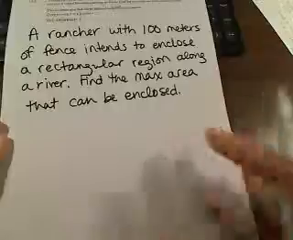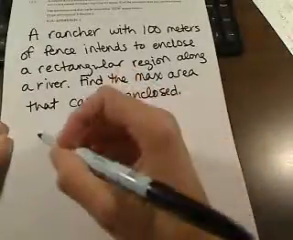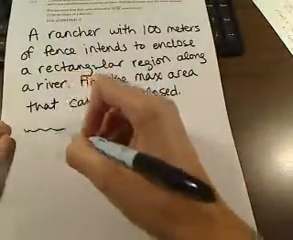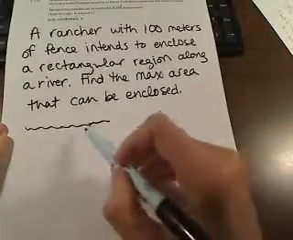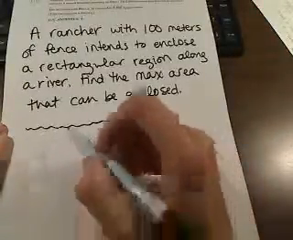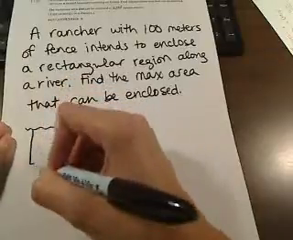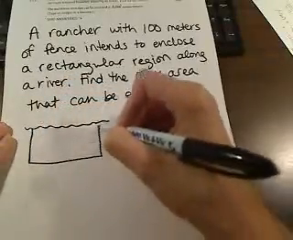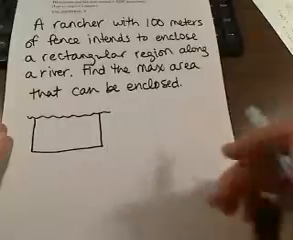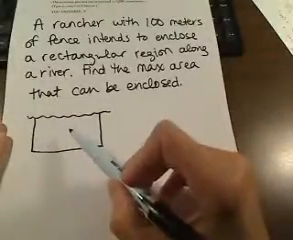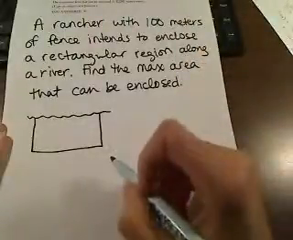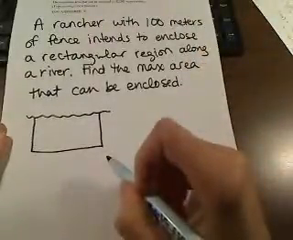Okay, so the first thing that we should do is give ourselves a little bit of a picture here so we can understand what's going on. So we've got a river, and this is serving as a natural boundary, so we're not using any fencing along there. And then we're going to be building a rectangular enclosure that butts right up against that, okay? And we want to actually know what's the maximum area with 100 meters of fencing, okay?